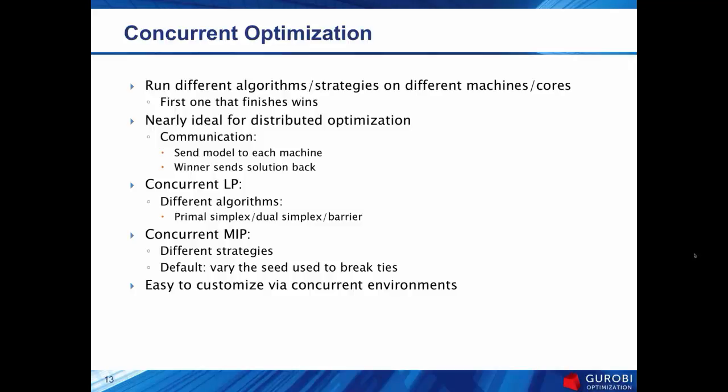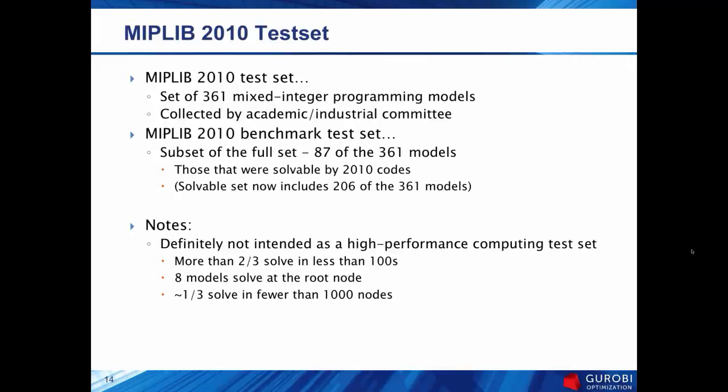So for concurrent linear programming, the default behavior is to use different algorithms. You can use primal simplex, you can use dual simplex, and you can use barrier. For MIP, you've got the opportunity to use lots of different strategies. For example, you can use MIP Focus 1 or MIP Focus 2 to focus on finding feasible solutions or focus on optimality. And if you don't change the behavior of the concurrent optimization for MIP, then the default strategy is to try different seeds rather than different algorithms. And it's actually very easy to customize via concurrent environments, and I'll have an example of that in a few minutes. So let's look at some results for solving distributed concurrent MIP.